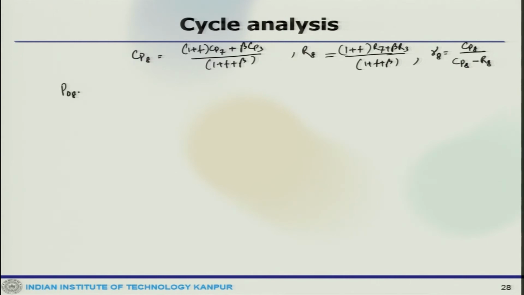So, then what we can write, P naught 8 is P naught 7 minus delta P mixing, or we can write P naught 8 equals Rm into P naught 7, where Rm is less than 1. Typical values are around 0.98, something like that. So, Rm is the ratio of the mixing process.